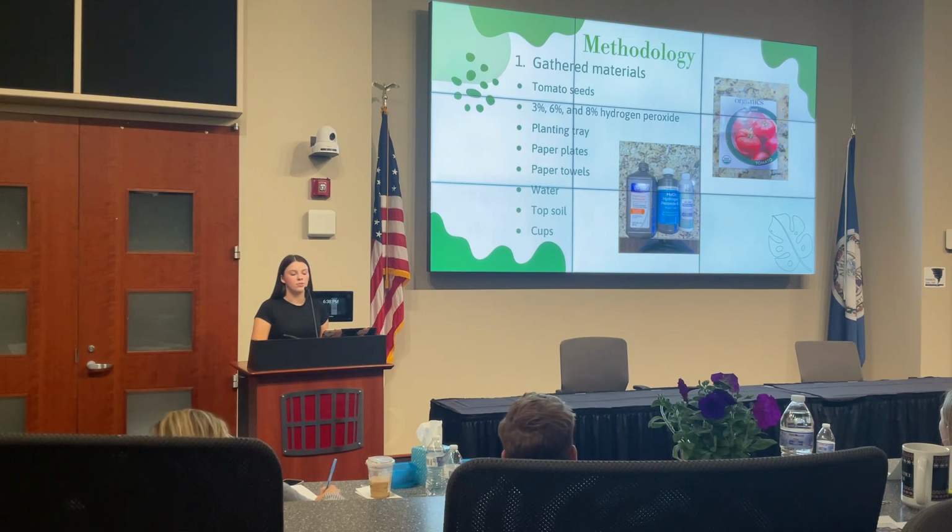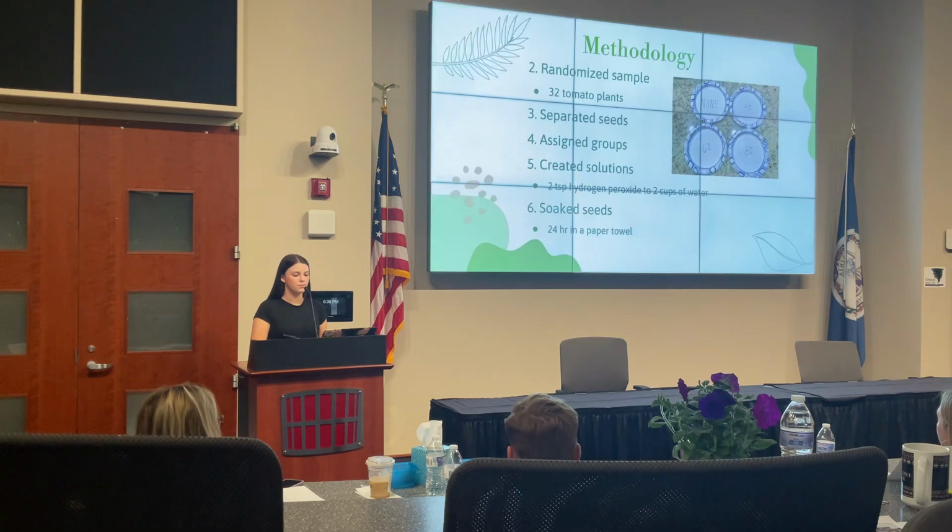First, I had to gather all the materials needed, such as the tomato seeds and the different concentrations of hydrogen peroxide that I used, which were 3%, 6%, and 8%. I was able to buy topsoil in a planting tray at a local tractor supply. I also gathered the other materials from around my house, such as paper plates, paper towels, filtered water, and cups.